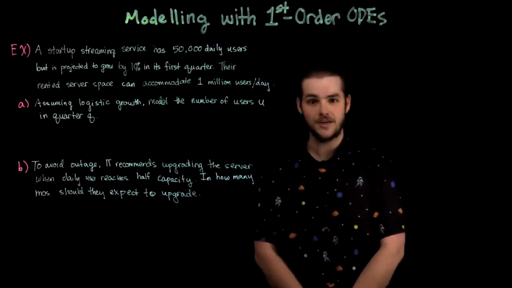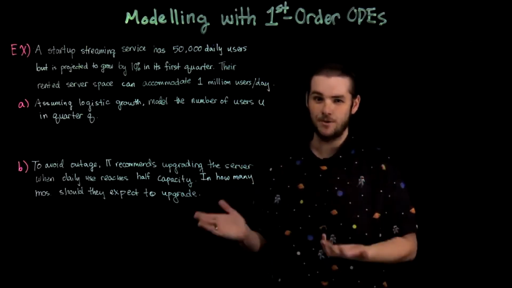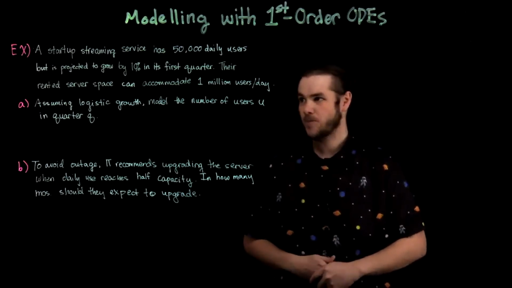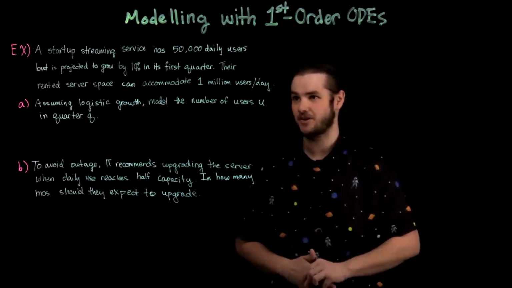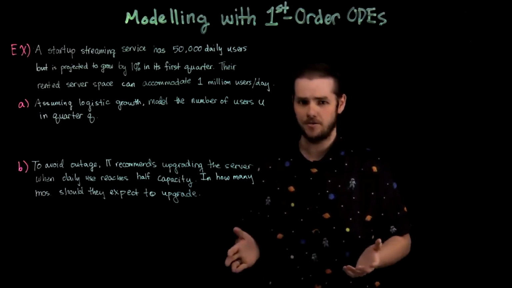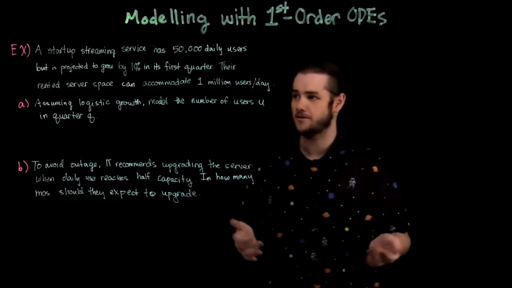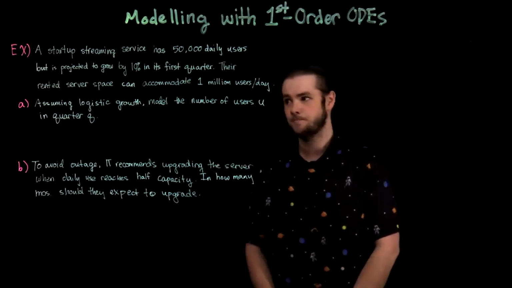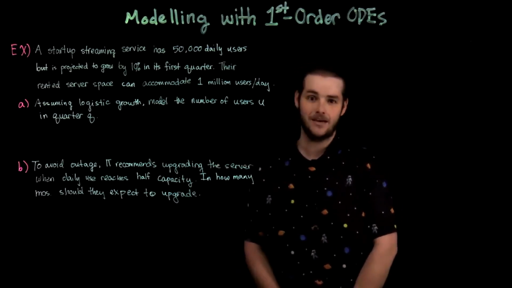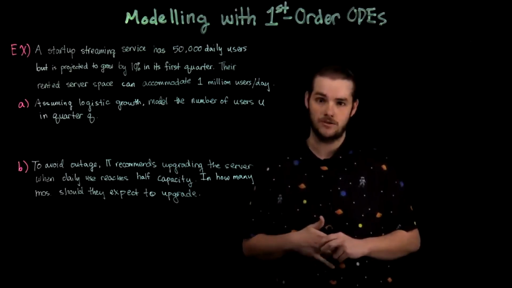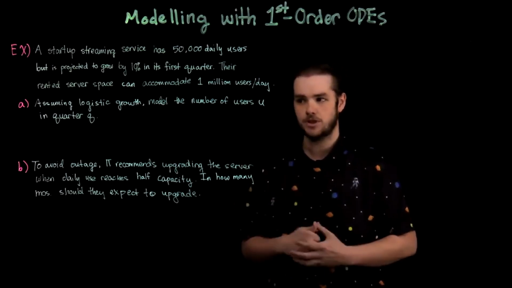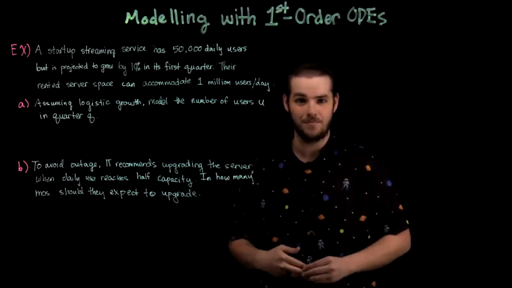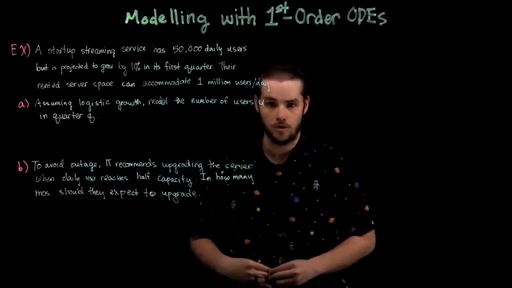All right, let's take a look at a different type of example, because I know my businessmen love their logistic growth models. So, a startup streaming service in this scenario has 50,000 daily users. I don't know how they got that many right off the bat. Maybe there was a Kickstarter or something, but regardless, they are projected to grow by 10% in their first quarter. Their rented server space can accommodate up to 1 million users in a single day. Assuming logistic growth, let's build a model for the number of users in quarter Q.